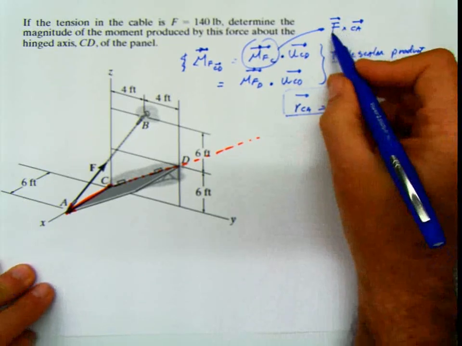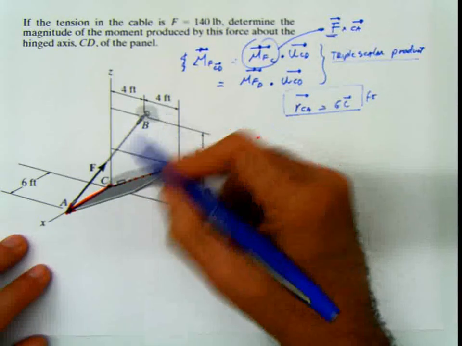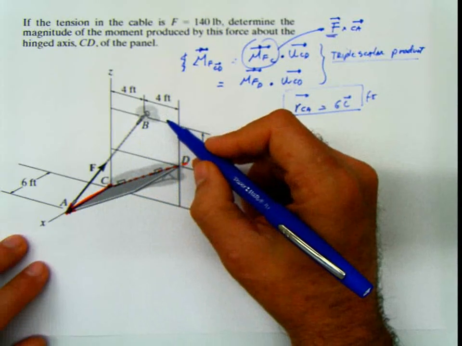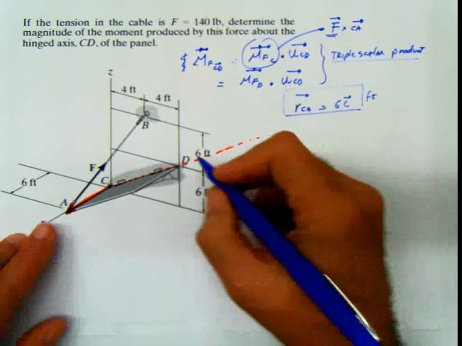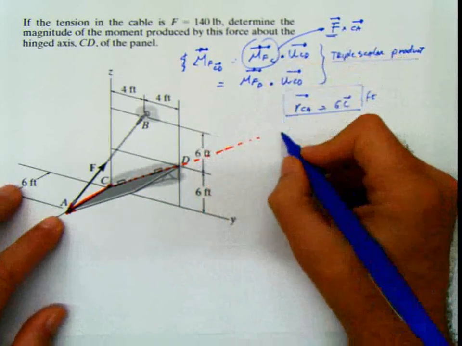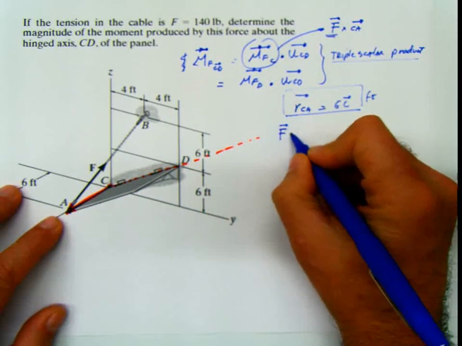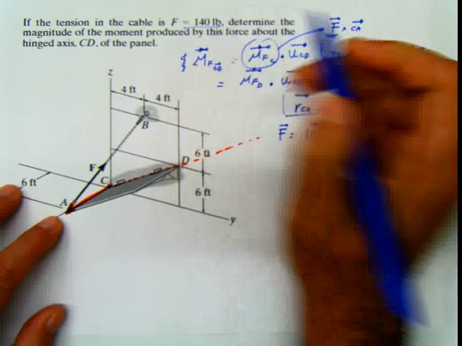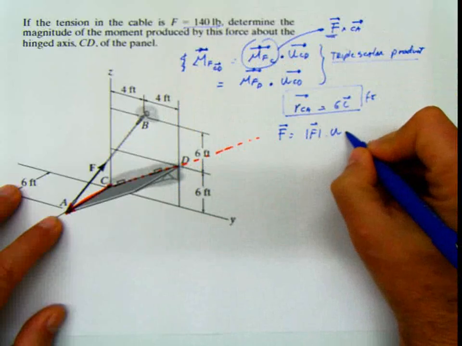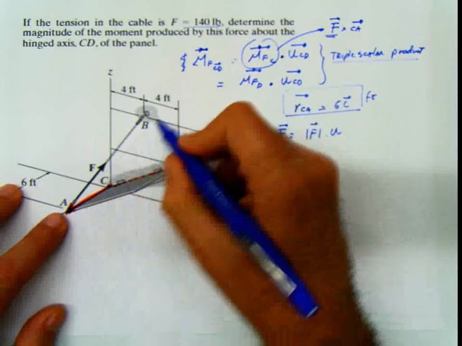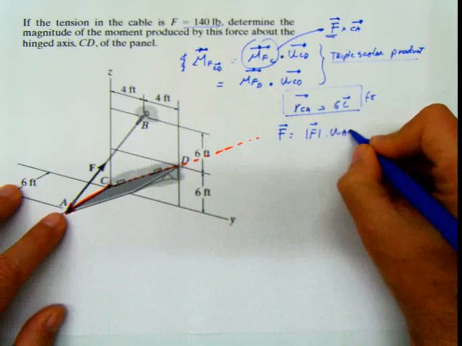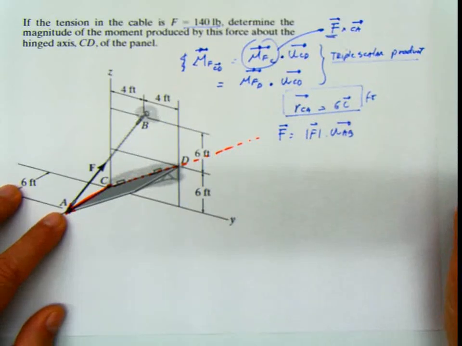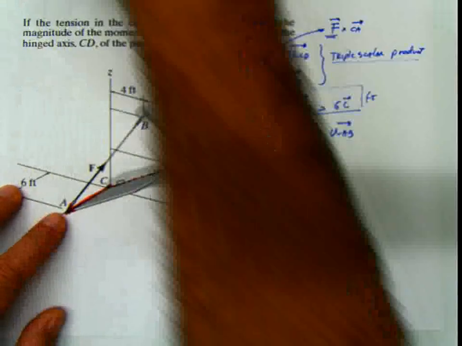Now the next thing that I know is the force, and the force I need in Cartesian formulation, in Cartesian notation. So I don't have the force as a Cartesian vector, but I can say that it is the magnitude of the force, which the problem is giving us, multiplied by a unit vector in the direction of the force, which is no other thing than AB, in the direction of the axis AB. We can do that.